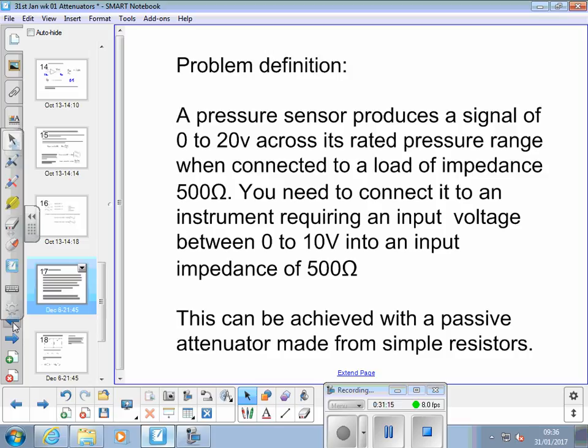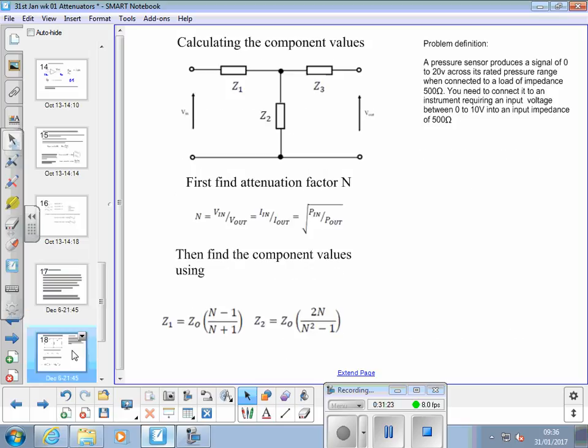So, 0 to 20 in, 0 to 10 out, and 500 ohm. The problem definition is repeated a bit smaller up in the top right hand corner. Calculating the component values manually, the first thing you need to do is find what's called the attenuation factor, N. That is V in over V out. Notice it's the other way round.